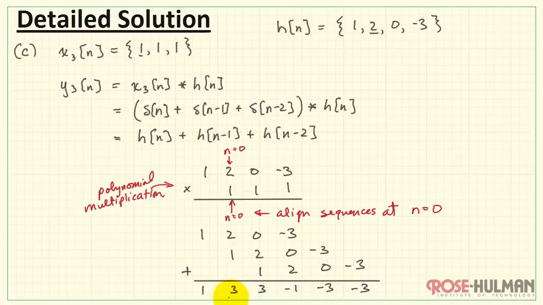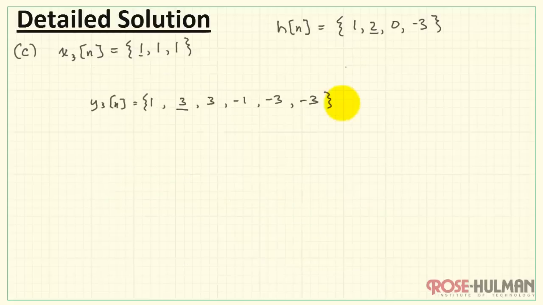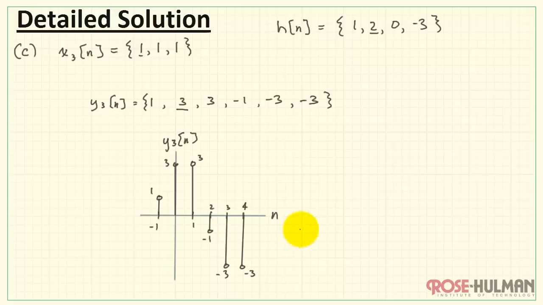The n equals 0 origin is located right here. And now I've got my list for y3. And there's the stem plot for y3.